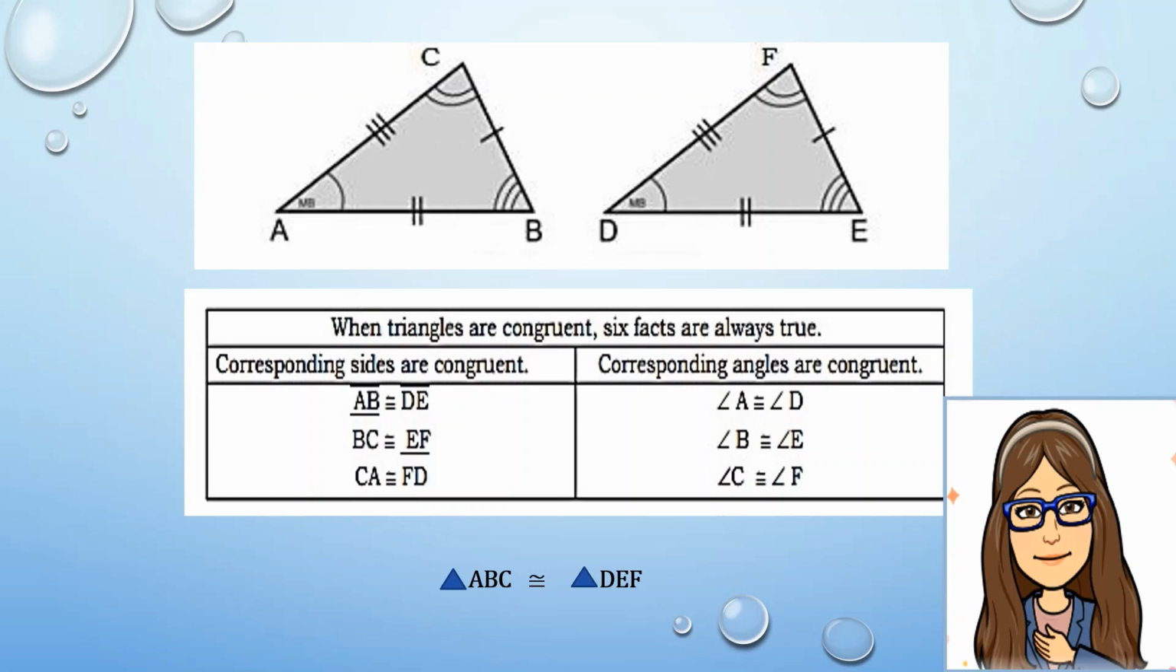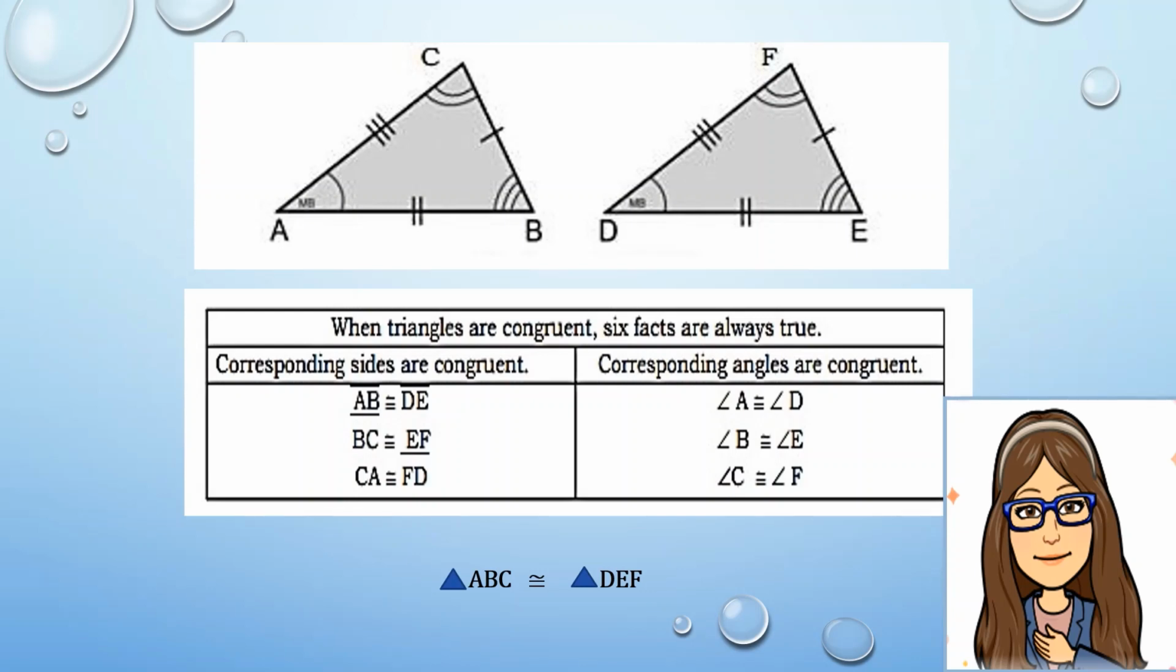Same goes for the angles. The corresponding angles with 1 tick mark have equal measure. Angle A is congruent to angle D. The corresponding angles with 2 tick marks also have the same measure. Angle C is congruent to angle F. And the corresponding angles with 3 tick marks are equal as well. Angle B is congruent to angle E. Since the corresponding sides and angles are congruent, we can conclude that triangle ABC is congruent to triangle DEF.